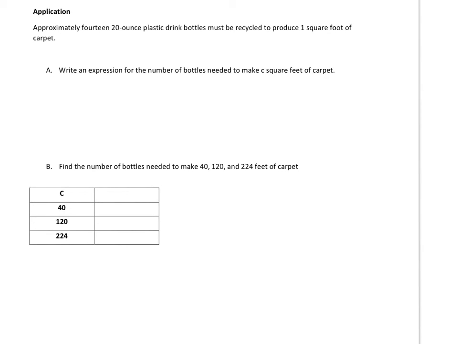Now let's try our hand at an application problem. Approximately 14 20-ounce plastic drink bottles must be recycled to produce 1 square foot of carpet. So that means for every 1 square foot of carpet, you're going to have 14 plastic bottles. So it's 14 bottles per square foot of carpet. And if you recall some of the things that we wrote earlier, now you have something to think back on.